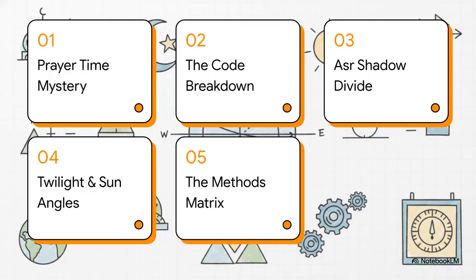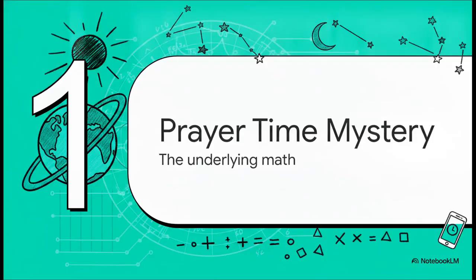To solve this little mystery, here is our roadmap for the explainer. We're going to cover 1. The prayer time mystery, 2. The code breakdown, 3. The Asr shadow divide, 4. Twilight and sun angles, and finally, 5. The methods matrix. All right, let's get right into it. Section 1. The prayer time mystery.